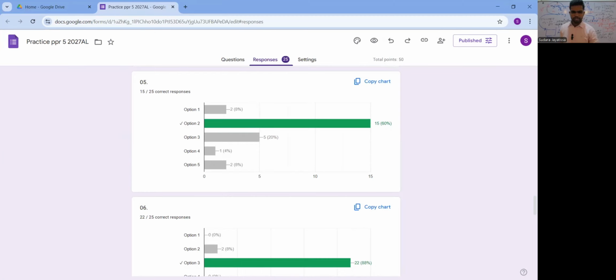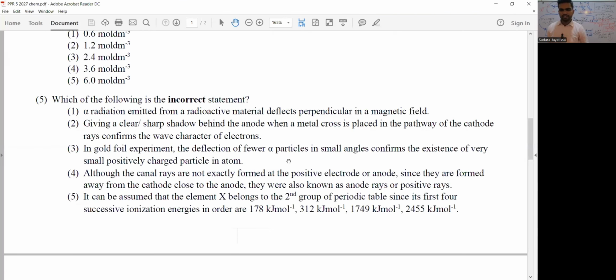So look at the questions. I'm going to give you a brief review so we can write it at the same time. So why did you take 3? Let's see the first one first. Alpha radiation emitted from radioactive material deflects perpendicular to the magnetic field. So what should be the explanation here? Alpha rays are charged particles. It has a positive charge. So any charged particle is deflecting in a magnetic field, and it deflects perpendicular to the magnetic field. That is our explanation. Understood?